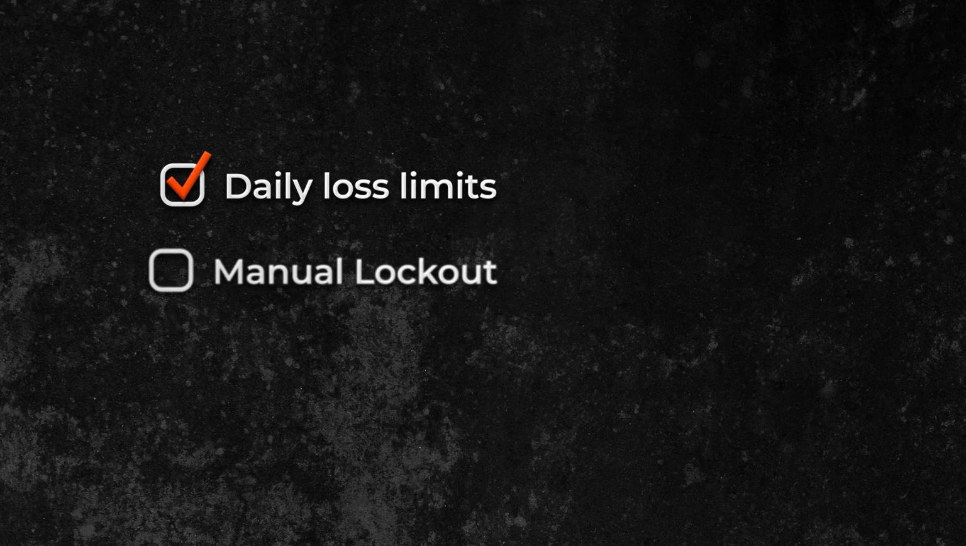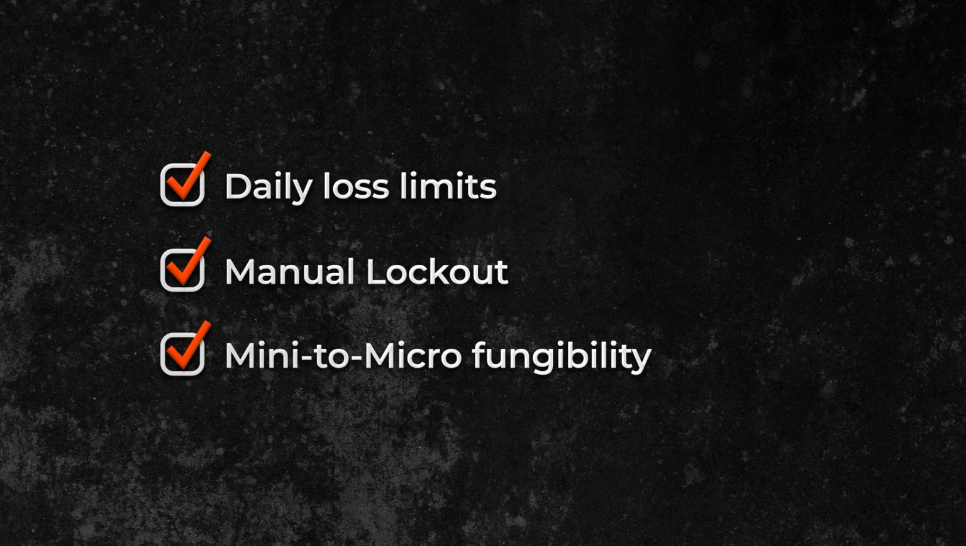And for more granular control over position sizing, there's mini to micro contract fungibility, the ability to convert between E-mini and micro contract sizes in real time without closing your position. So you can scale your exposure down without starting over. That gives you more precise control over your position size, and during evaluations where protecting against drawdown is as important as generating profit, that granularity can make a real difference. Daily loss limits, manual lockout, and mini to micro fungibility each address a different layer of risk. Used together, they form a systemic approach to capital preservation built into the platform itself, not bolted on after the fact.